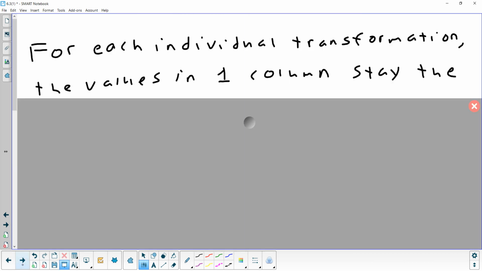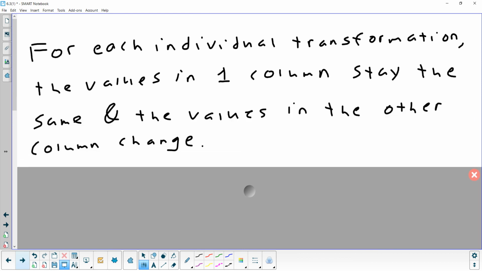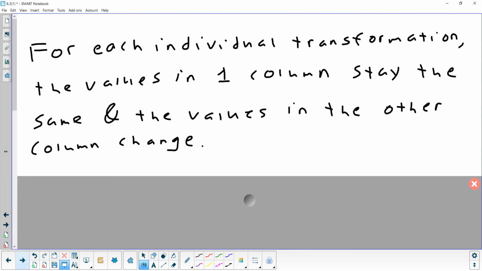For each problem we do, one column will stay the same, and the other column will change. Until we do multi-step transformations. Then both columns will change. But for now, one column will stay the same, and the other column will change. So today we're going to focus on the 2 transformations that do shifting. Shifting left and right, shifting up and down.